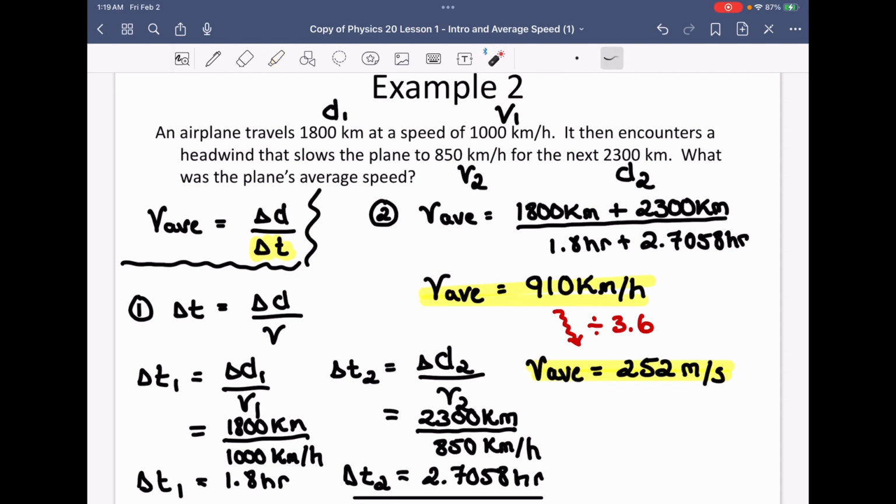Now, which one's more common as an answer? Probably meters per second, but you never know. They may just ask for it in kilometers per hour. So you can always be prepared for that.